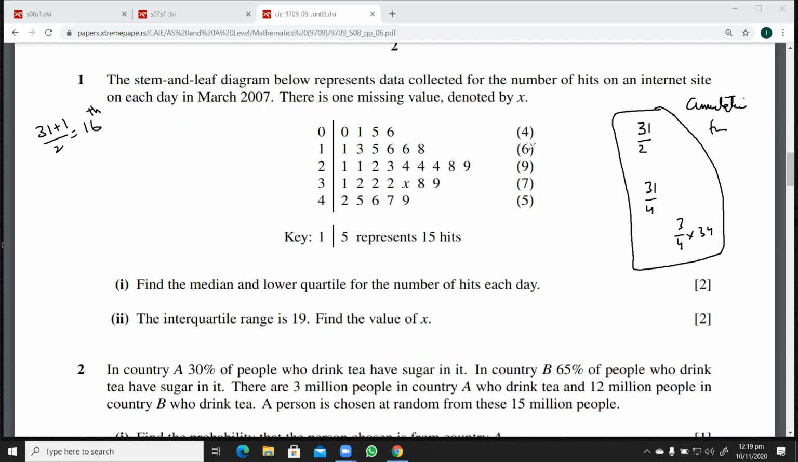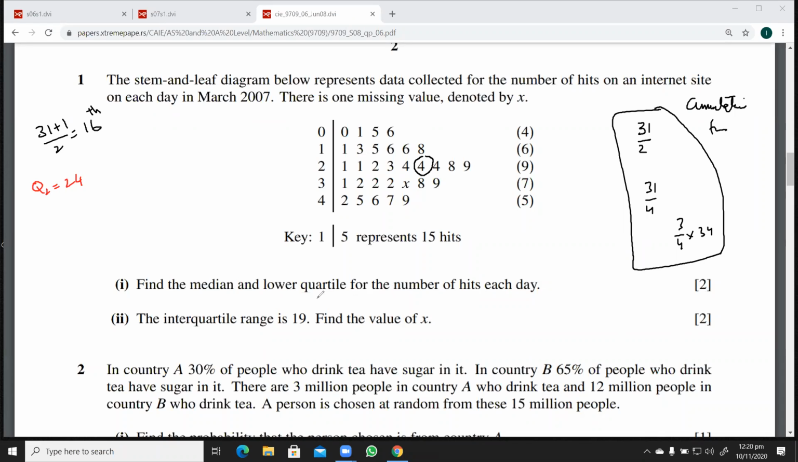So it's 4 plus 6, that is 10. This is 11, 12, 13, 14, 15, and 16. So this is the median over here. And according to the key, the median is going to be 24 hits. This is the median, that is 24. Okay.